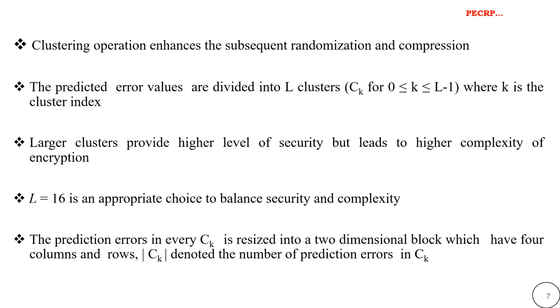So after calculating the prediction error values, which are divided into L clusters based on an adaptive approach, it is necessary to divide the image into different blocks before applying random permutation. The clustering operation enhances the subsequent randomization and compression. The security and the encryption complexity are balanced by the selection of parameter L.